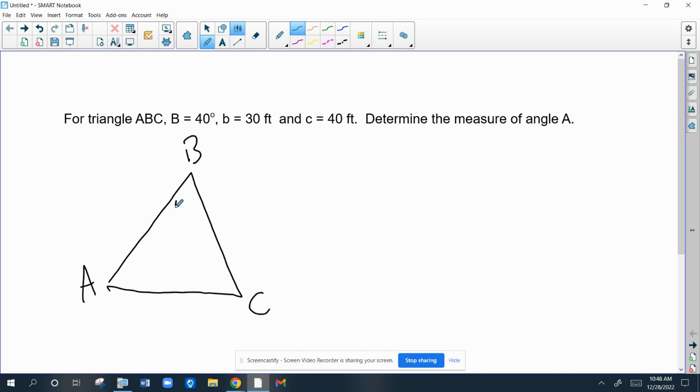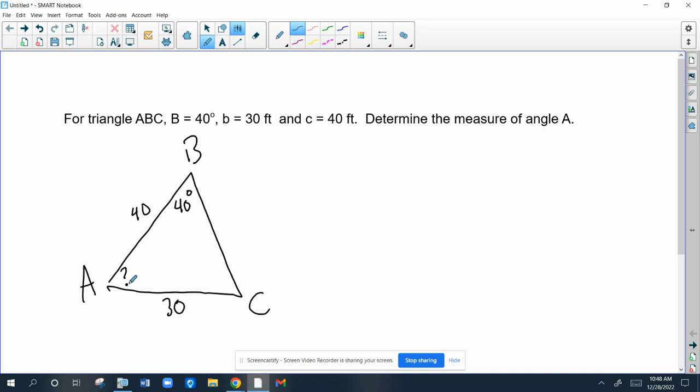We have B equals 40 degrees. We have side b, which is the opposite side length, which is 30, and angle C, which is 40. So we're looking for angle A.